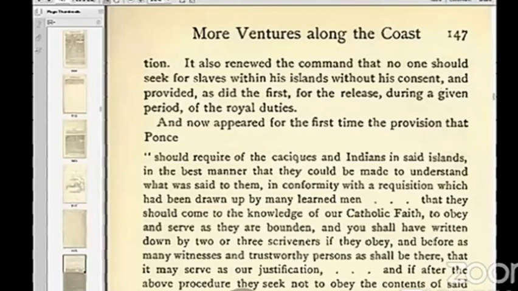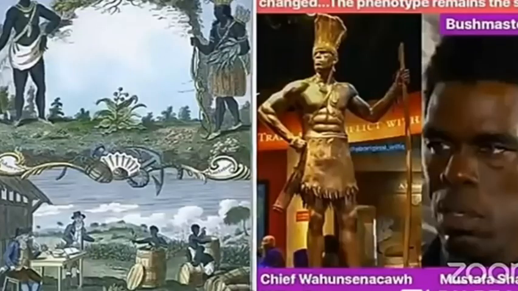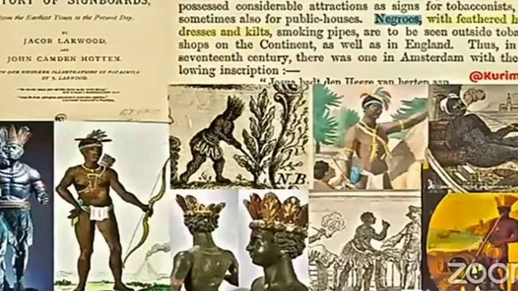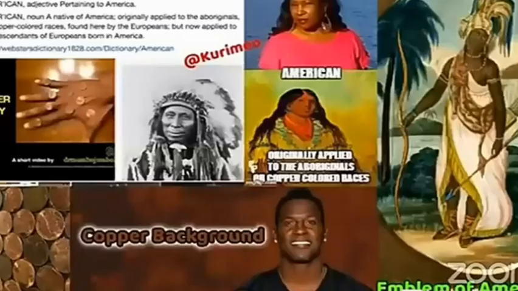It also renewed the command that no one should seek for slaves within his islands without his consent. So don't come looking for slaves here. Where? In Florida and Bimini? All right, so who was there to enslave? Indians, right? So what were the Spanish doing? Enslaving Indians, not Africans. Why did he have to make a law? Why did he have to tell them, yo, don't come over here to enslave? All right, I'm going to enslave these people. I'm going to make them work. All right, because that's what they were doing at that time. Spanish were enslaving Indians, not Africans, and by the thousands at that time, thousands and thousands.